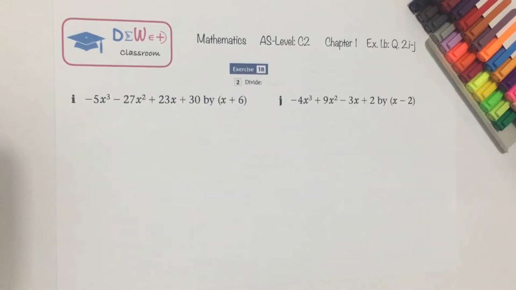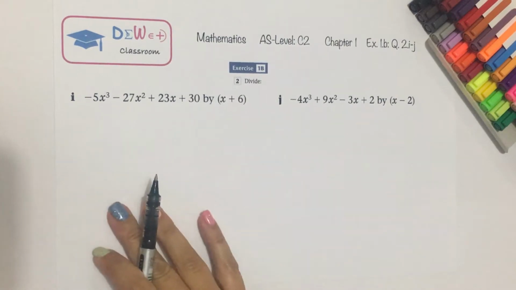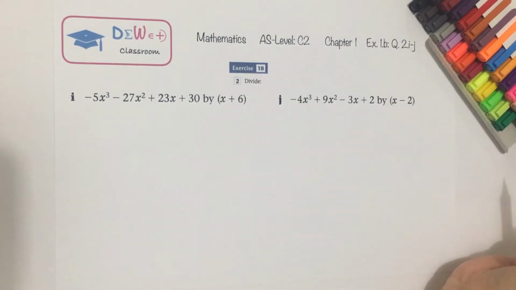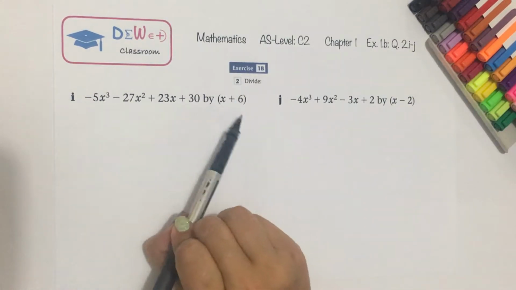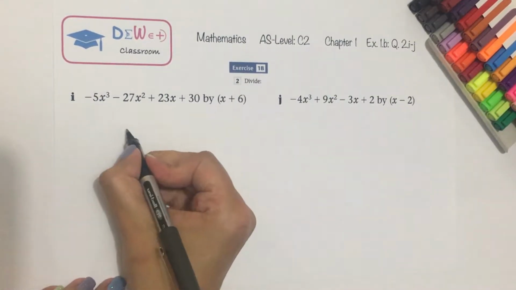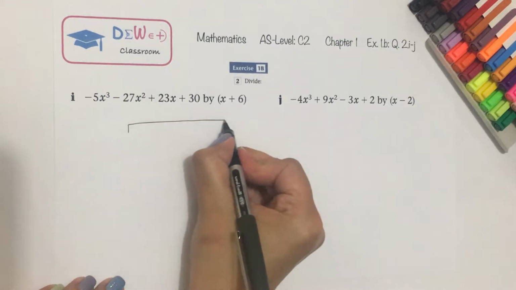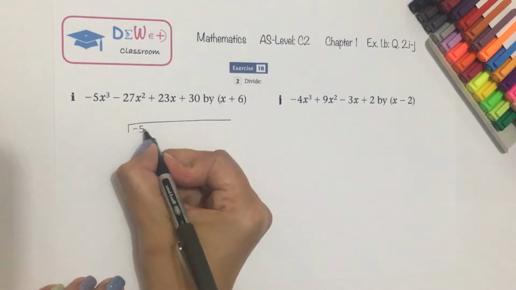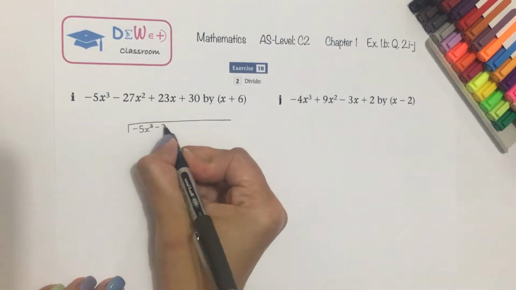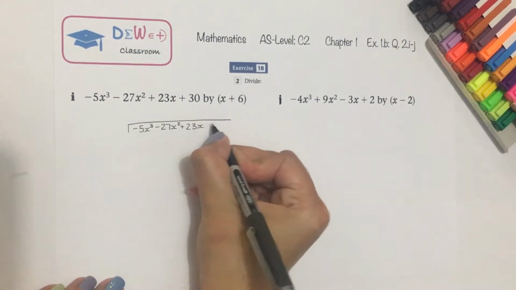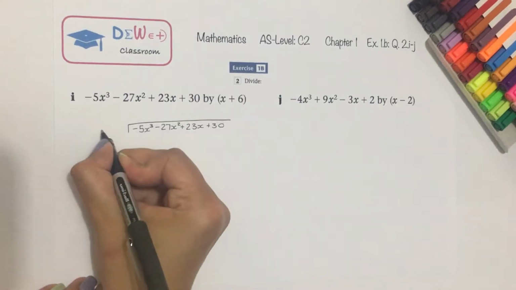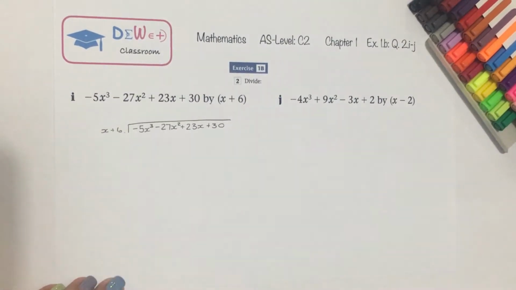In this video we are working from the C2 Core Maths textbook by Pearson, and we are working through chapter 1, exercise 1b, question 2i-j. Right, we are dividing a polynomial by an expression. So in order for us to do this, we need to rewrite it in the correct form so that it is a little bit easier. 27x squared plus 23x plus 30 divided by x plus 6.